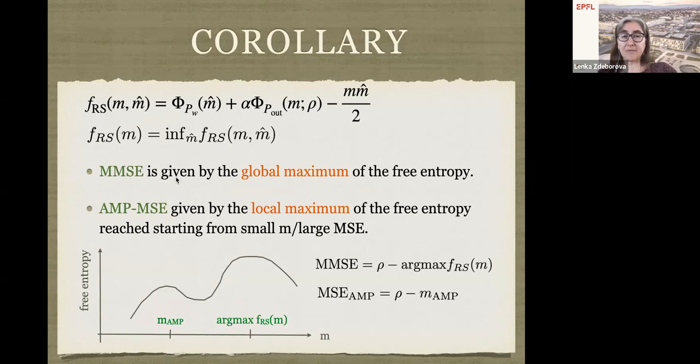From the same formula, you can get at the same time the minimum mean square error of the learning, the test error, which is given by the global maximum of this function, or minimum, depending on the sign. And also the performance of this approximate message passing, its mean square error on the test error or on the estimation of the parameters, which is given by the local maximum of that function reached starting from random initialization. But here it's basically just a scalar function.